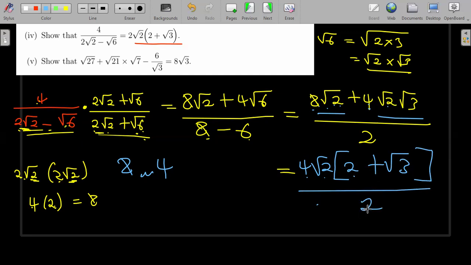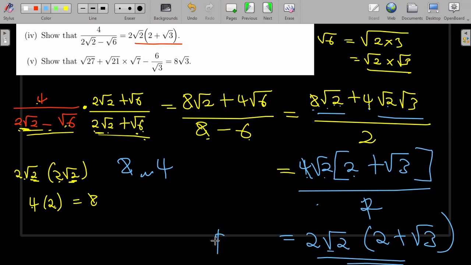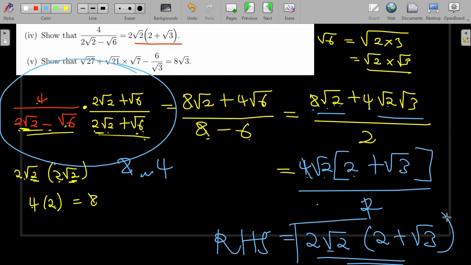So these 2 now can cancel out with this 4. So I'll get 2 root 2, and then in the brackets, I have 2 plus root 3. So this is exactly what is on the right-hand side of that expression, right? We started with this, you see it here, and then we're ending up with what we have on the right-hand side here. So we've shown that, as simple as that.